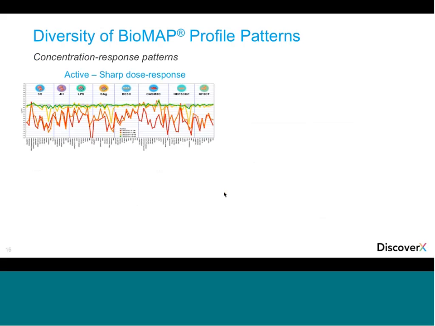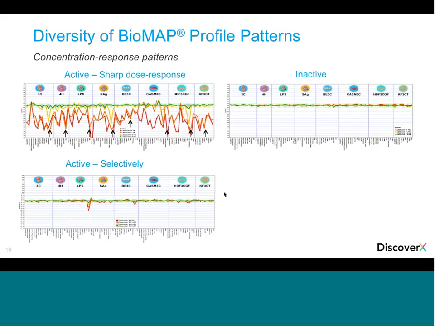I mentioned using the patterns of these activity profiles to make new knowledge. So one of the patterns that I want to talk about now is the fact that we can capture concentration response patterns. Here's an example of a very sharp dose response pattern. At every concentration, you get a different shape profile, and between the red and the green, you go from almost inactive to very strongly active in every system that's shown here. And the black arrows that I'm showing here indicate that at the highest concentrations, this compound is actually cytotoxic in every system. So that's a type of concentration response pattern we might see.